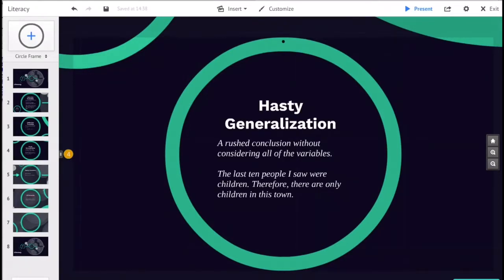Hasty generalization is an informal fallacy of faulty generalization by reaching an inductive generalization based on insufficient evidence. So a lot of big words there, but really what you wanted to hear was insufficient evidence, essentially making a rush conclusion without considering all of the variables. For example, if a person travels through a town for the first time and sees 10 people and all of them are children, they may erroneously conclude that there are no adult residents in the town.